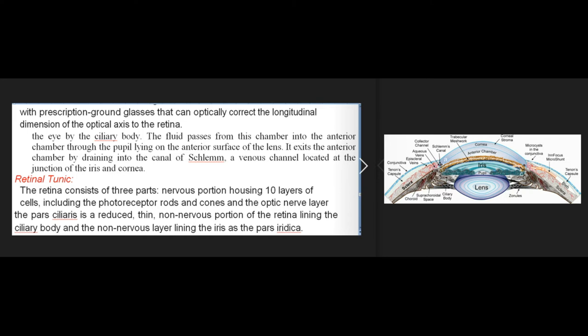Retinal tunic. The retina consists of three parts: a nervous portion housing 10 layers of cells, including the photoreceptor rods and cones and the optic nerve layer. The pars ciliaris is a reduced, thin, non-nervous portion of the retina lining the ciliary body, and the non-nervous layer lining the iris is the pars iridica.